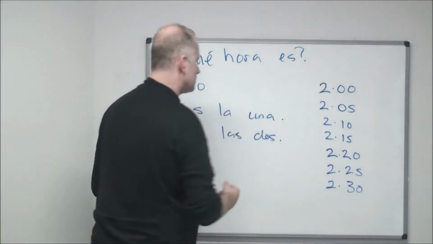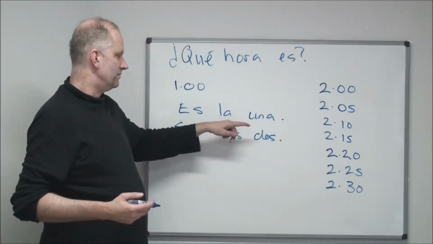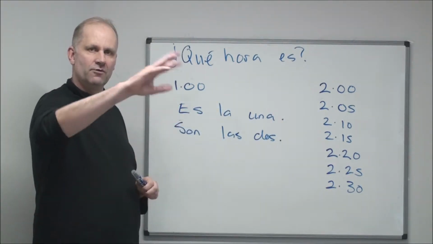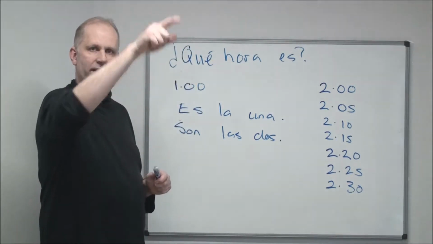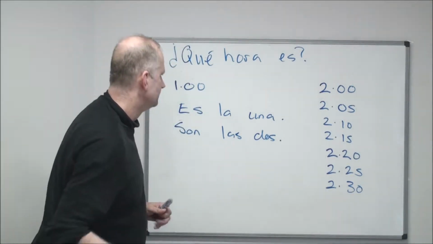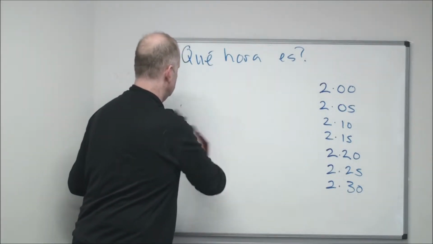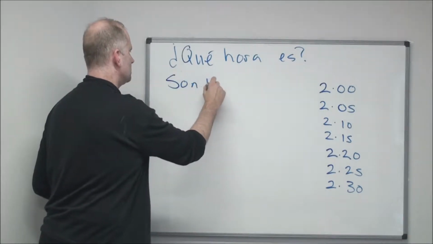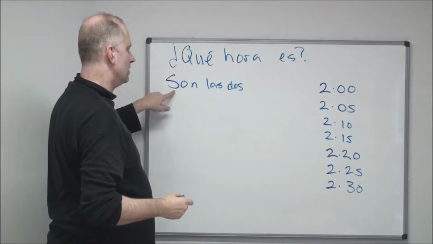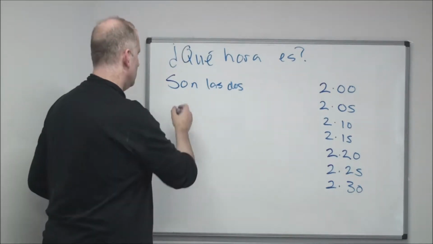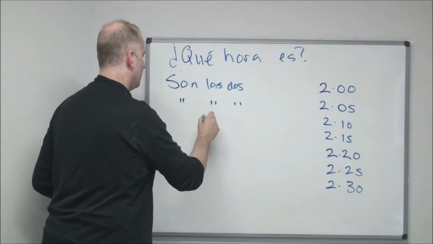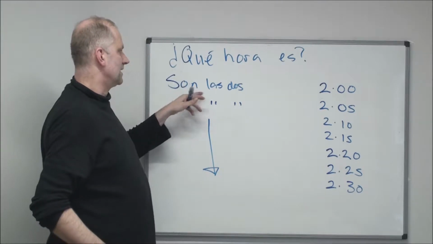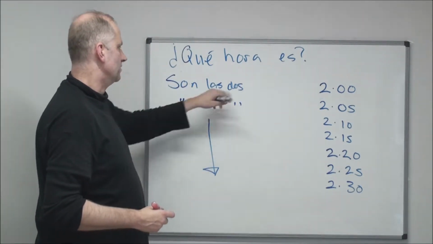Okay, so most of the time it's not going to have the number 1 in it, so it's going to be las. So what we'll do is look at how you tell the time going around the clock from 2 o'clock all the way to 3 o'clock. First of all, just put son las dos. All of them are going to be son las, they're going to start the same way. So I can put that all the way down. Son las dos, so you basically say it's 2 o'clock and son las dos.